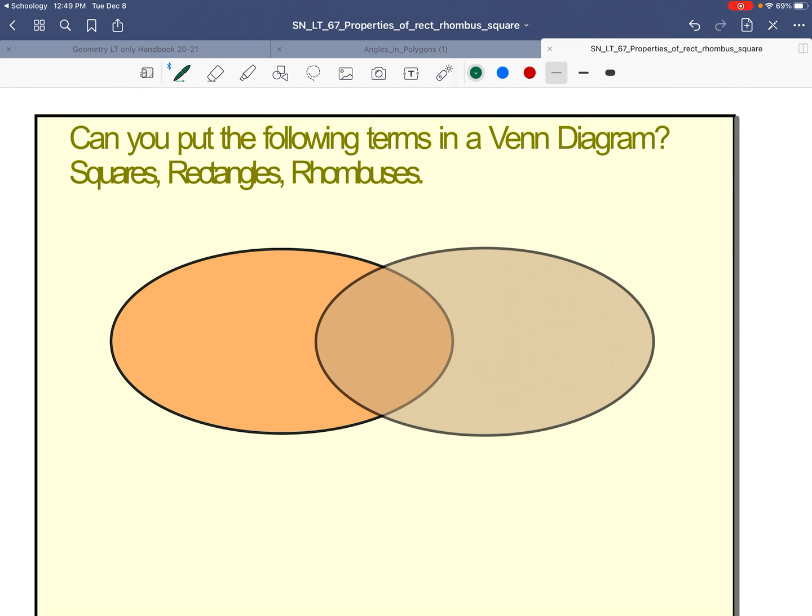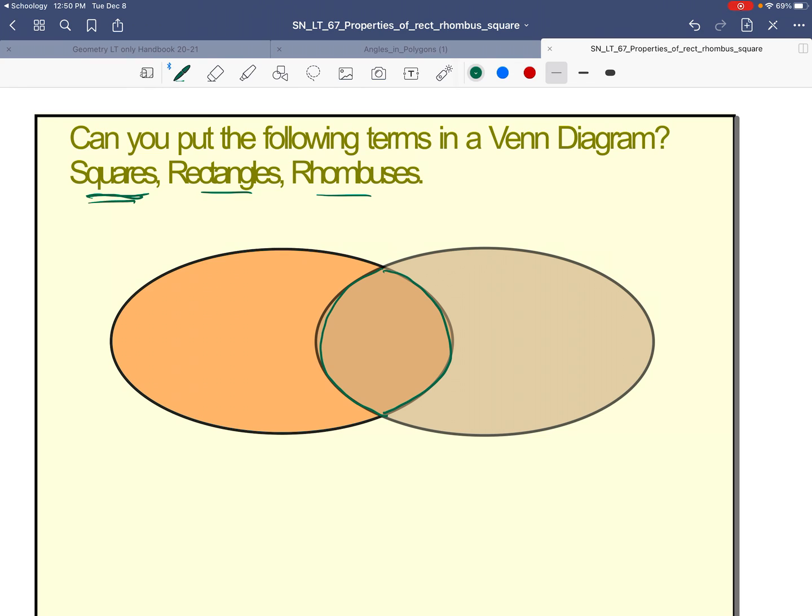Knowing those properties, could you put the following, a square, rectangle, and rhombus, into this Venn diagram, where the overlap here is one of the polygons that is both of the other two? Pause the movie, try that, press play when you're finished.